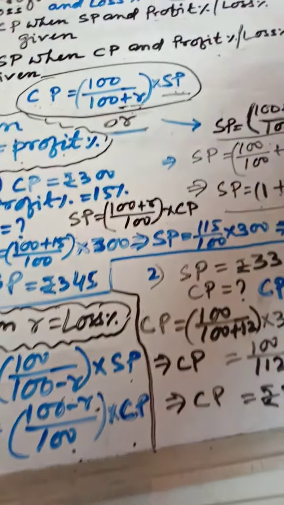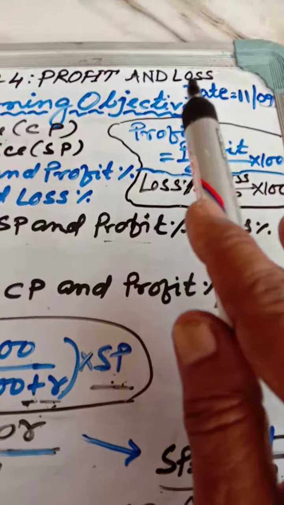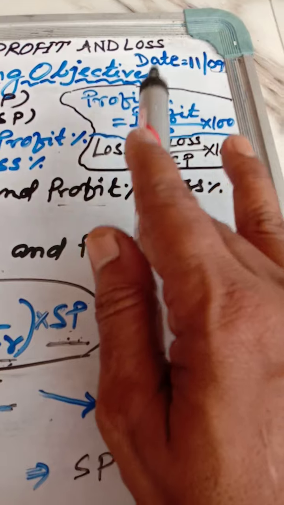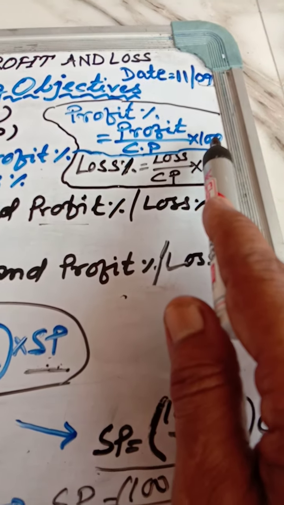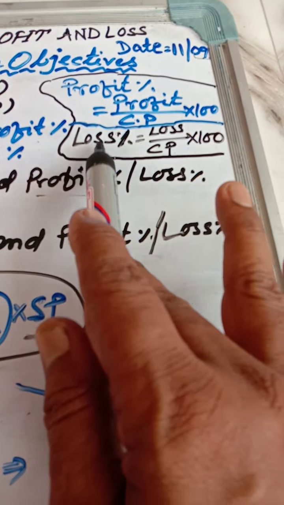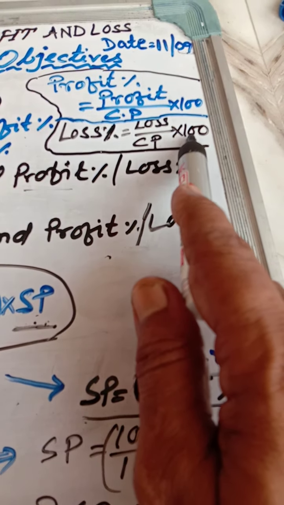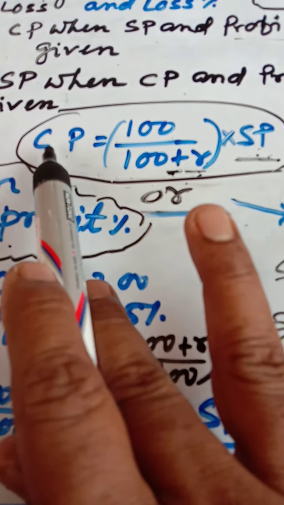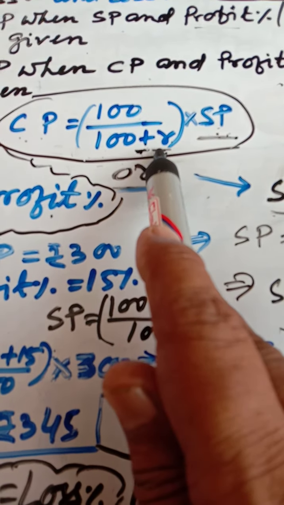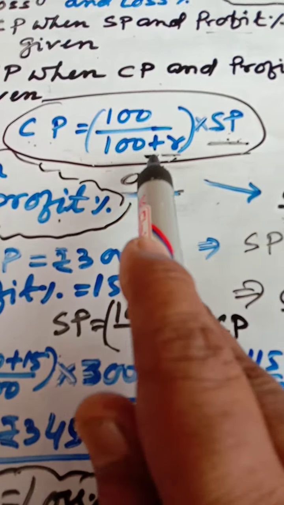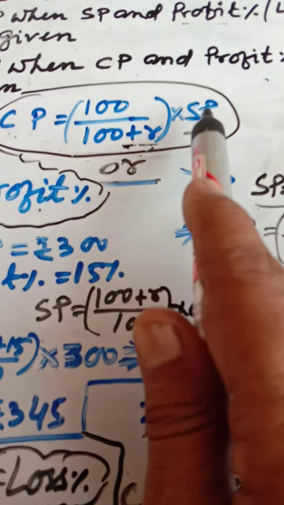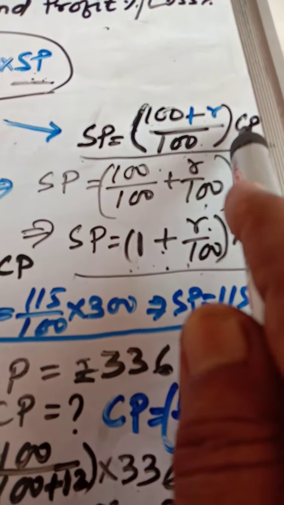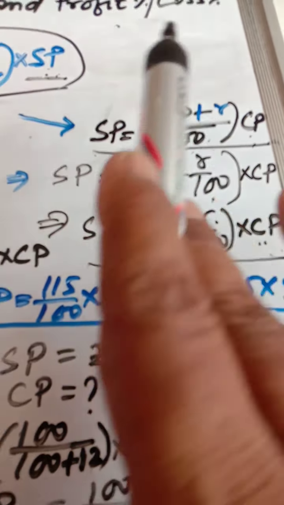In this lesson, what are the formulas you are supposed to know? Once again, I will conclude by telling you only the formulae. Profit percentage is equal to profit by CP into 100, first formula. Loss percentage is equal to loss by CP into 100, second formula. Third formula: when you need to find out CP when SP and the profit percentage are given, CP is 100 by 100 plus R into SP. When you want to find out SP when CP is given, SP is equal to 100 plus R by 100 into CP when the profit percentage is given.